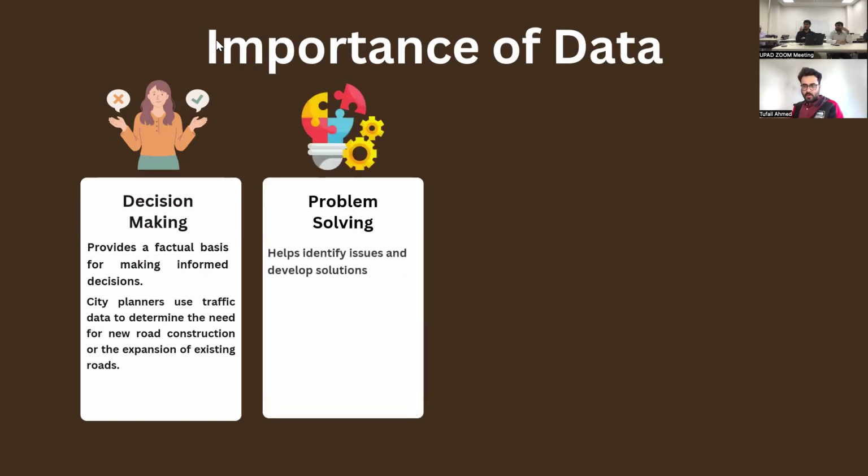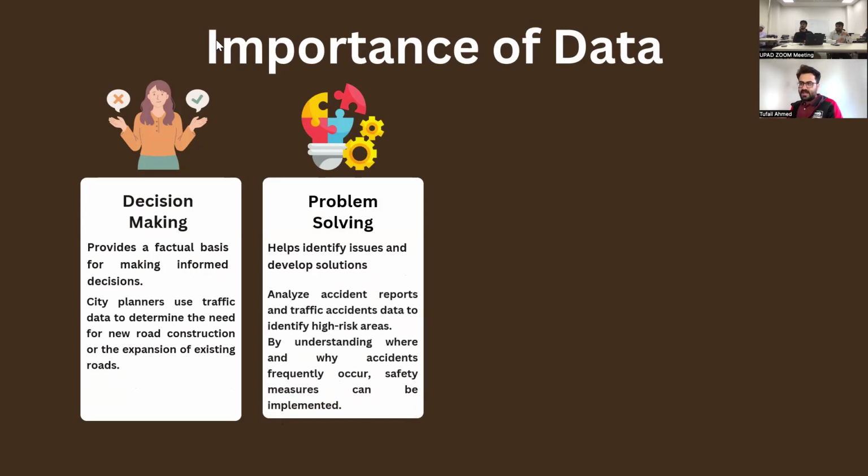We can use it for problem solving. It will help us identify an issue, and once the issue is identified, we can develop a solution for it. What can be the example? Analyze traffic accident data, and then by analyzing traffic accident data, you can do a hotspot analysis, for example, in GIS, and you can identify high risk areas. And if you know high risk areas, you can improve the situation by implementing some safety measures. And then probably you will end up with fewer road accidents in future years.